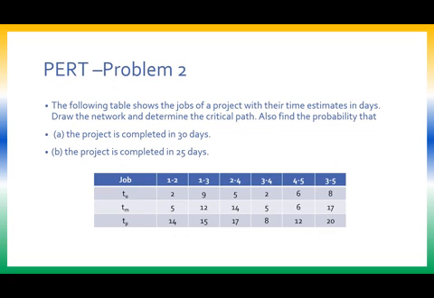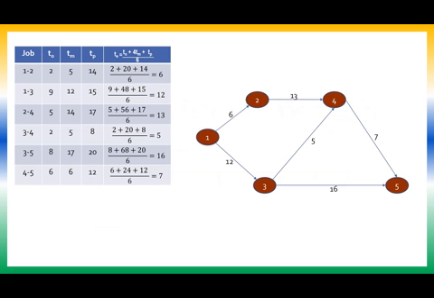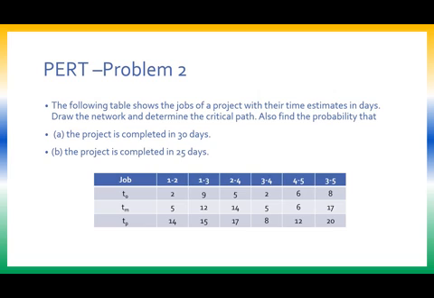Right. The following table shows the jobs of a project with their estimates in days. Draw the project network diagram and determine the critical path. Also find the probability that the project is completed in 30 days, and one more probability that they have asked us to compute: the project is completed in 25 days.